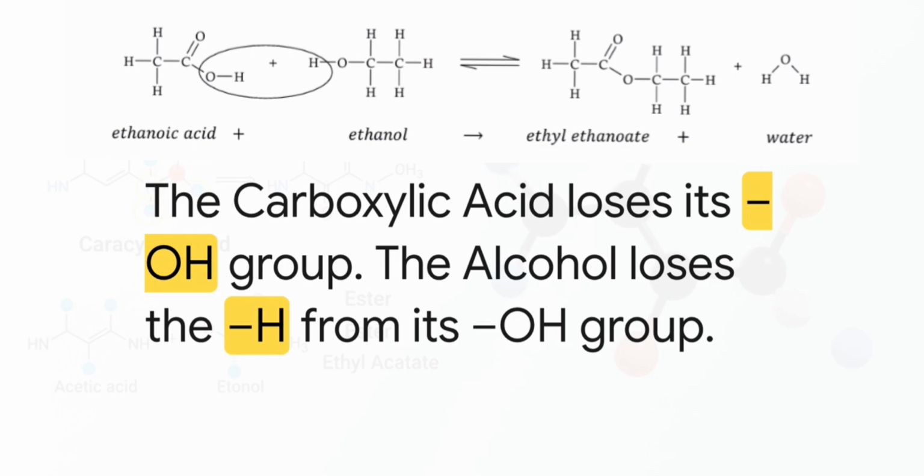Okay, this is probably the most important detail of the whole mechanism. Where does that water molecule come from? Pay close attention here. The entire OH group is lost from the acid, but from the alcohol, it's just the single hydrogen from its OH group. Getting this detail right is absolutely essential.